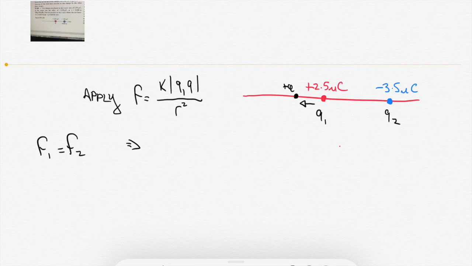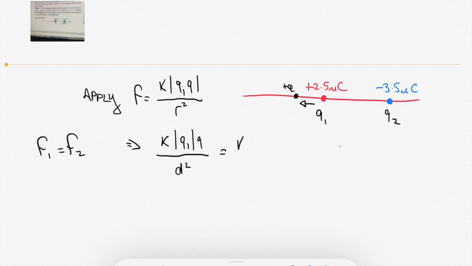So that allows us then to write k times Q1 times Q, which is our test charge, over, and we'll call it D squared here. This is going to be the origin, our 0 point here, and D is in this direction. So how far do we have to go out along the x-axis to get to it? So this is the force related to Q1, and that's going to be equal to the force related to Q2.